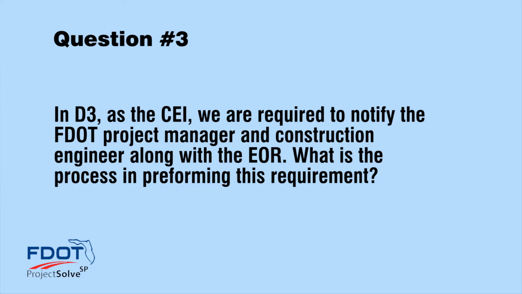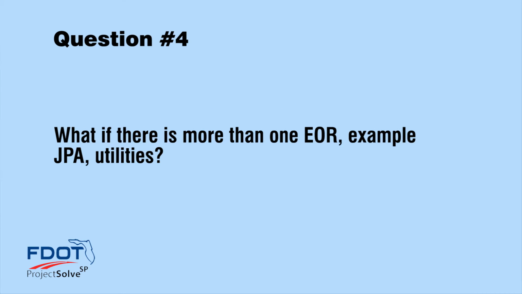Next question: what if there is more than one EOR, for example JPA or utilities? Doug, I don't know if you have any input on that. Yeah, if you have other EORs that are relative to the project, what you can do is add them to the EOR group in the security on the project. And when these RFIs go to the EOR, the first respondent is the one that gets applied to the request for information.